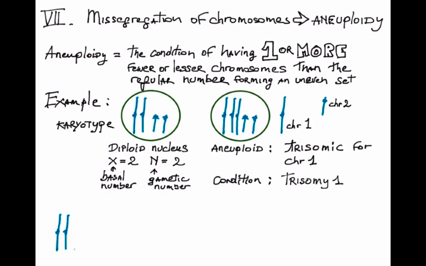In a second example, a cell that should be diploid displays 3 chromosomes instead of 4. There is a single copy of chromosome 2 and the condition is called monosomy 2.